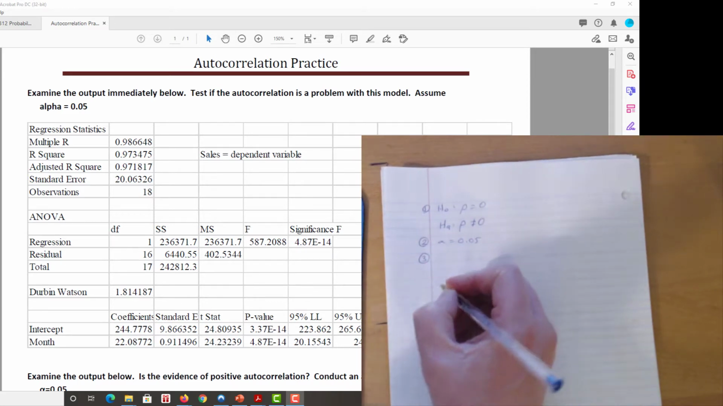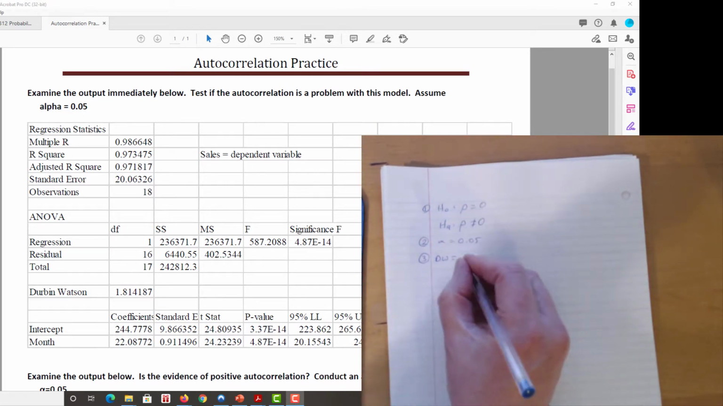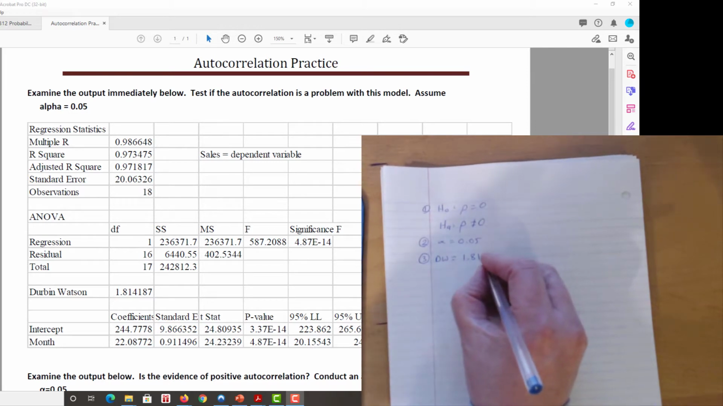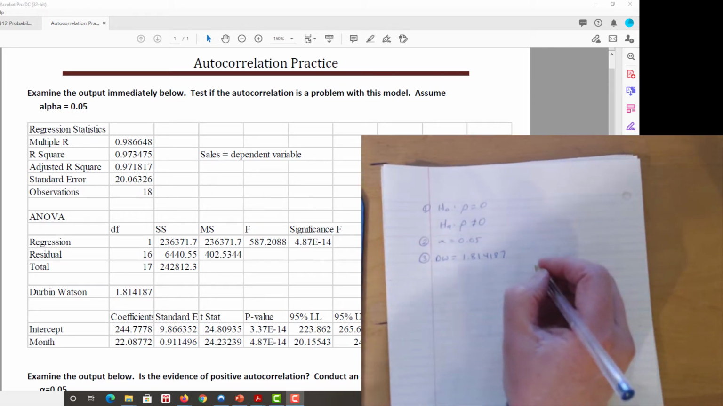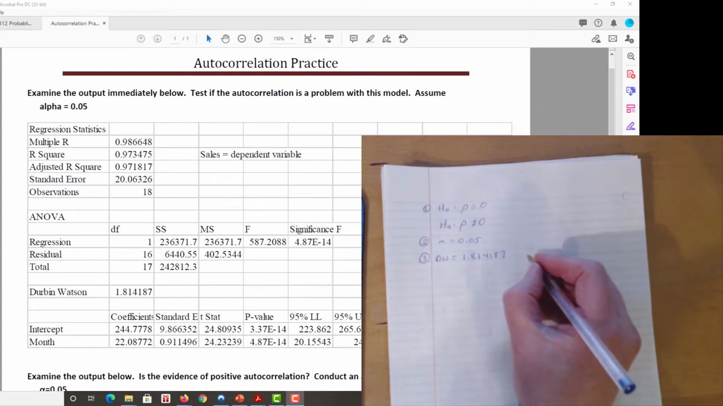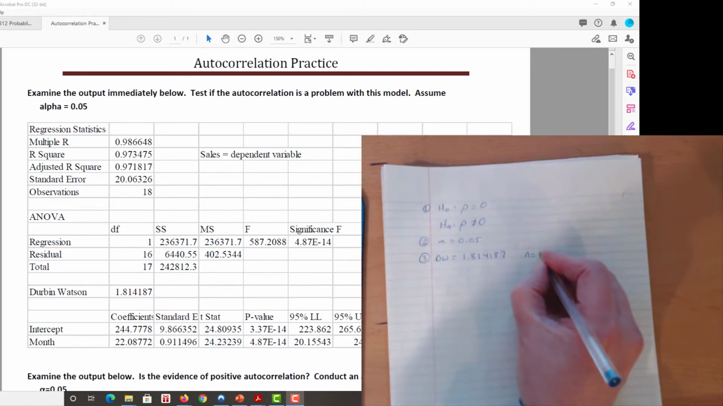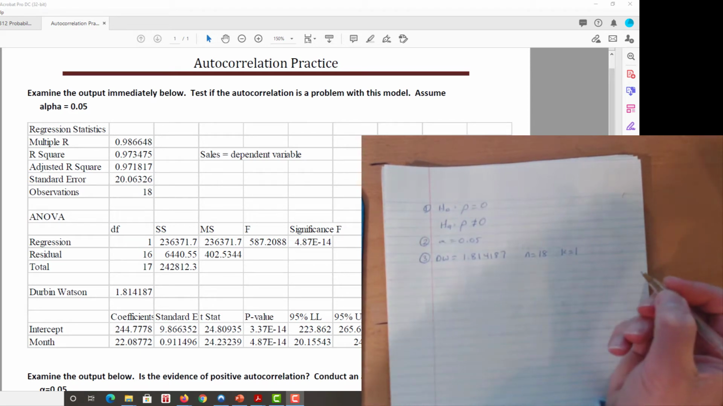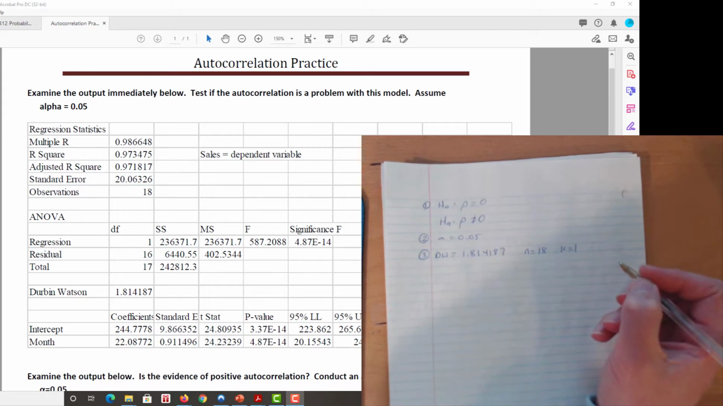Step 3, we read the output, and we see we have a Durbin-Watson test statistic of 1.81. And really the 4187, whether you include that or don't include that, it's not really a big deal because, of course, the Durbin-Watson tables only go to 2 decimal spots anyway. N is equal to the number of observations, which is 18, and K, we have one independent variable. Okay, so really very straightforward for steps 1, 2, and 3.